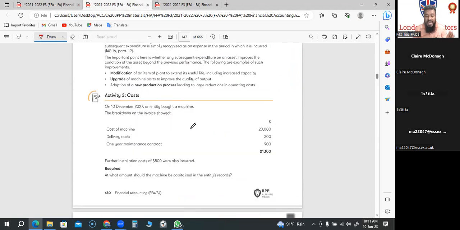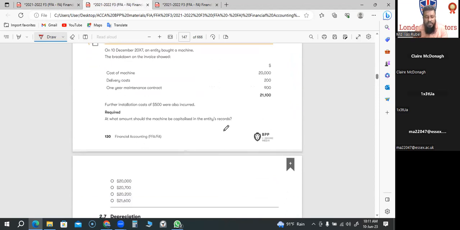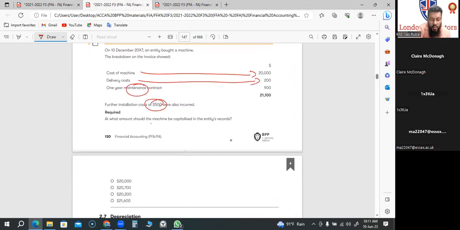These are non-current assets. I'd like to go through another activity with you quickly. They give you the cost of a machine you bought. There is a delivery cost, a maintenance cost, and an installation cost. How much should be capitalized? No doubt the cost of the machine should be capitalized. Delivery should be, shouldn't it? Maintenance, do you? No, you don't. That's a revenue expenditure. Installation you do. So 20,200, 500, 20,700. Do you agree?